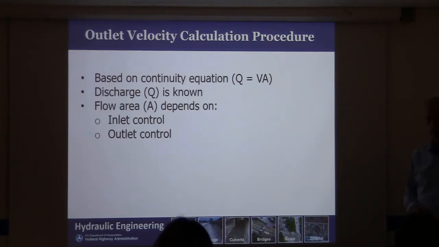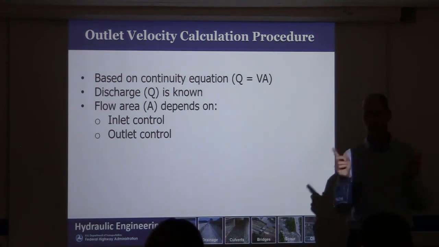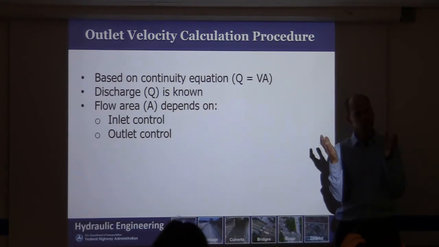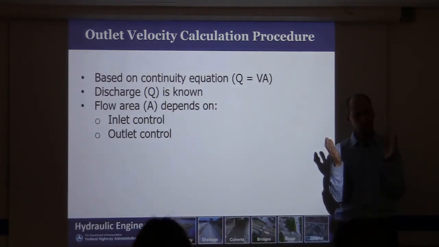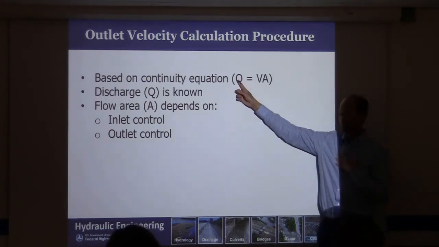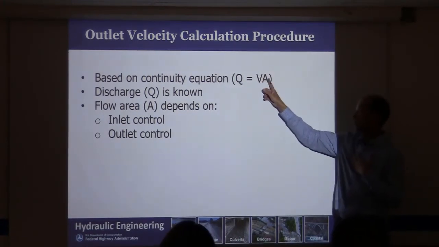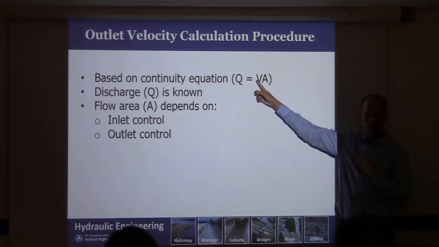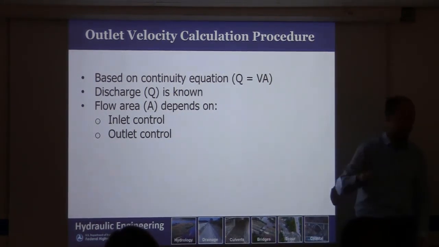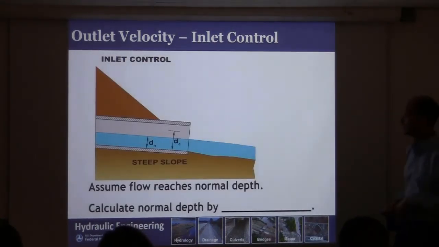Outlet velocity, Q equals VA. If we need to figure out the outlet velocity of a culvert, the big picture concept, which is always simple, and I'm maintaining this, I'm not going to back away from this: big picture ideas are usually pretty straightforward. I know my flow, I know my design Q. If I know my flow area, I can calculate the outlet velocity. The devil's always in the details. I need to calculate the flow area. Once you calculate the flow area, it's easy sailing from there.